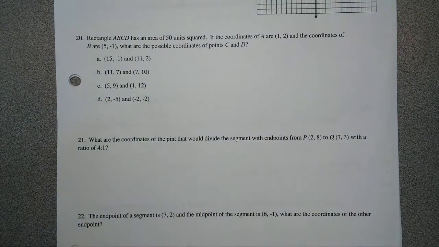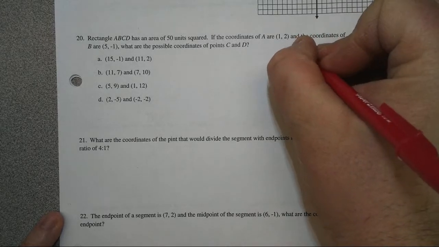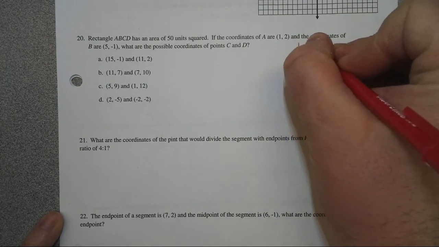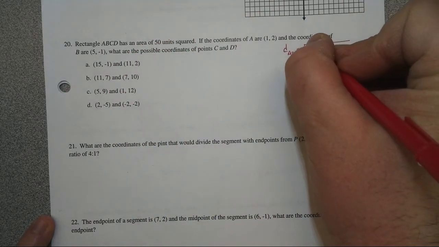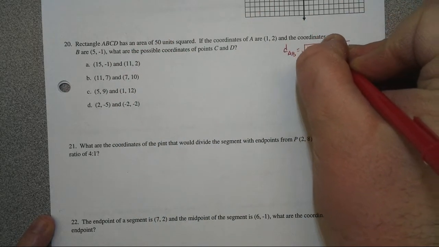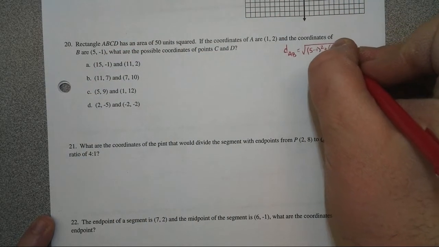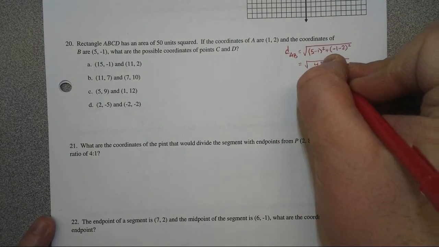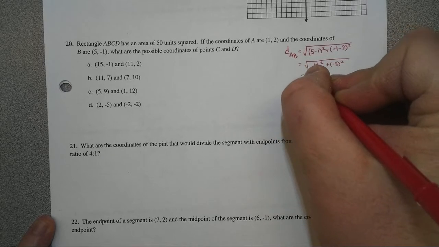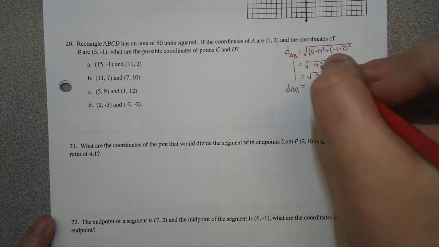All right, number 20, rectangle ABCD has an area of 50 square units. The coordinates of A and B are given. Now here's the deal. If you look at the actual distance to get from A to B, we can calculate this. So we do 5 minus 1 squared plus negative 1 minus 2 squared. So this is equal to 4 squared plus negative 3 squared, which is equal to the square root of 25, which is equal to 5. So the distance of AB is 5 units.